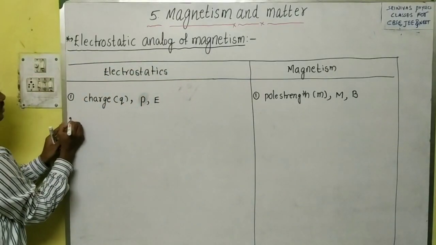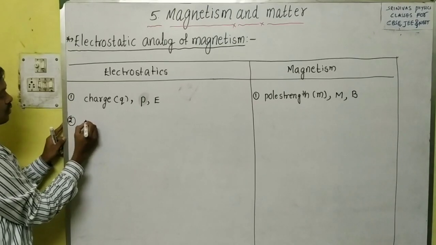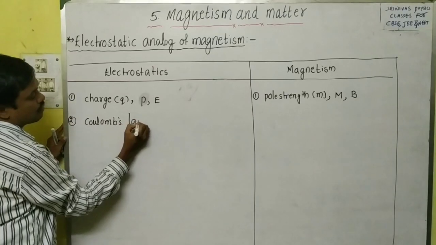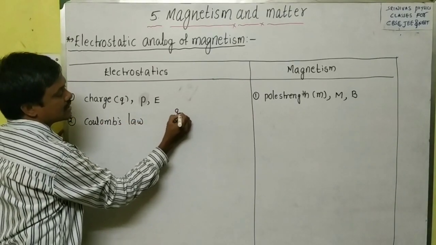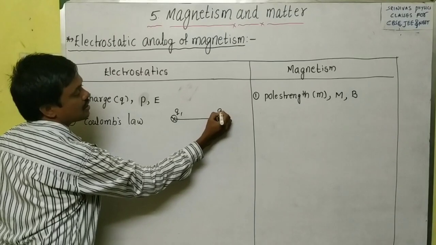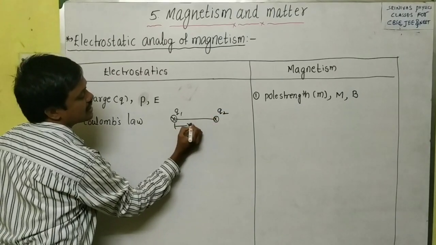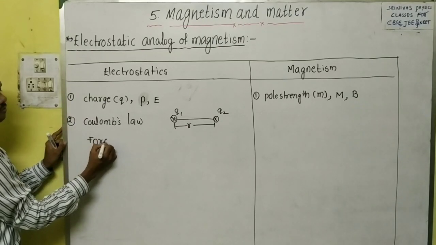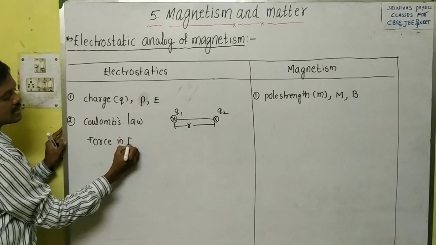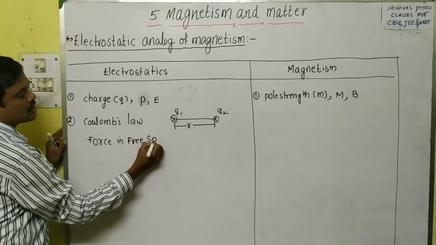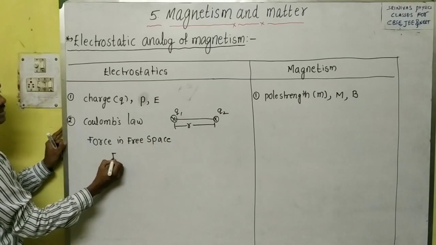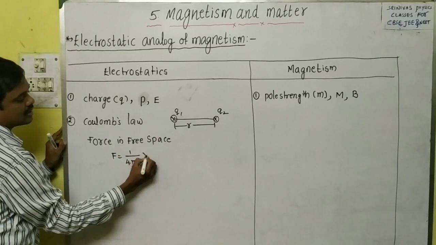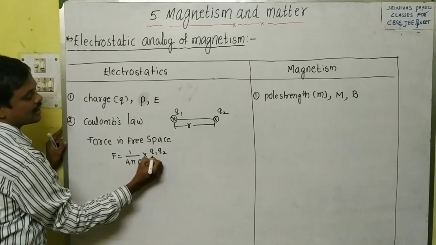Now the first formula I will give, Coulomb's law, the force between two charges. This is charge q1 and this is charge q2. The force between the two charges in free space: the formula is 1 by 4 pi epsilon naught into q1 q2 by r square.